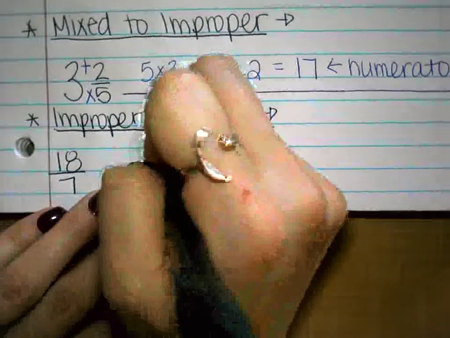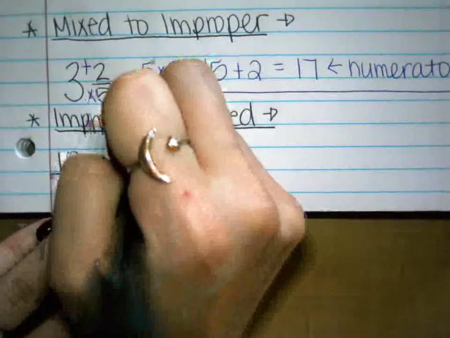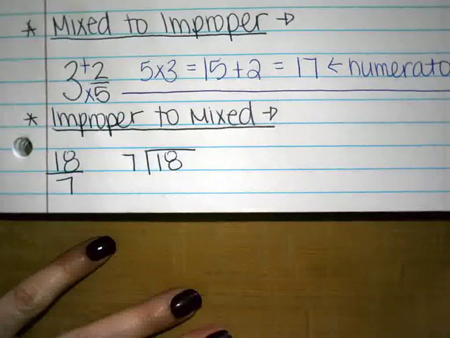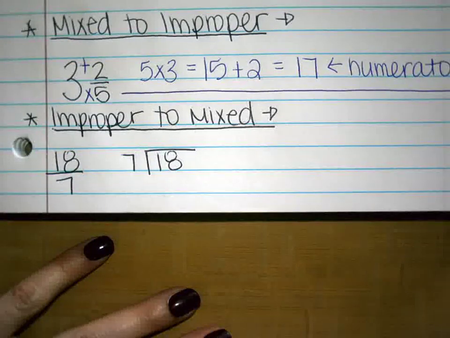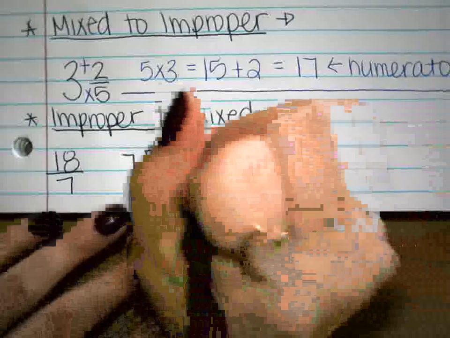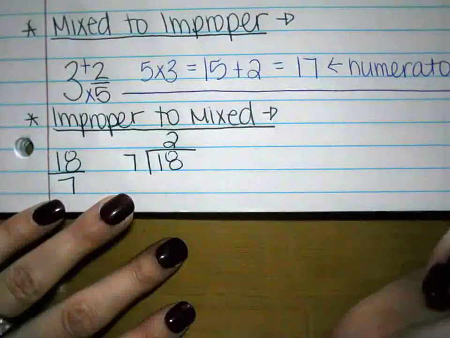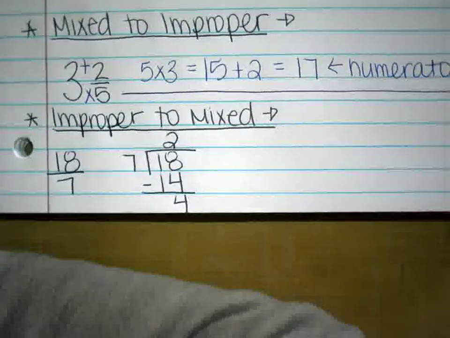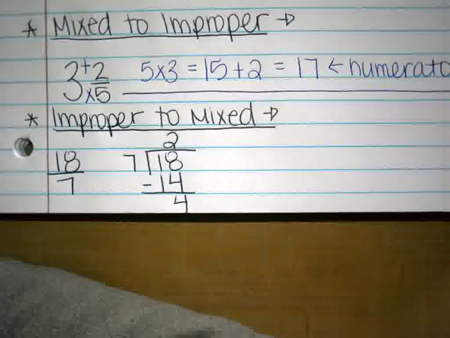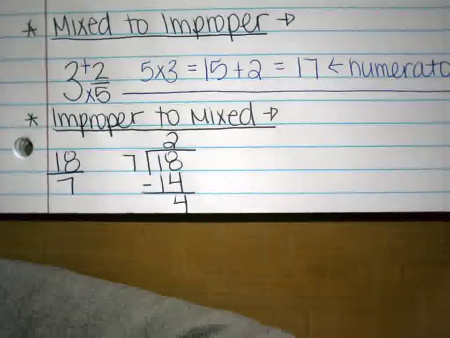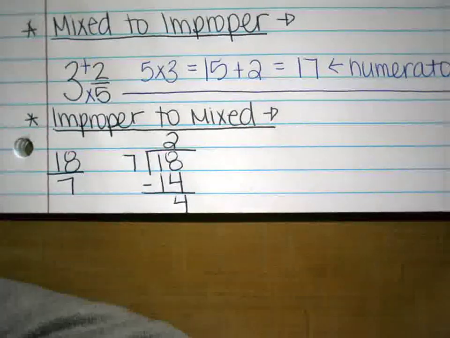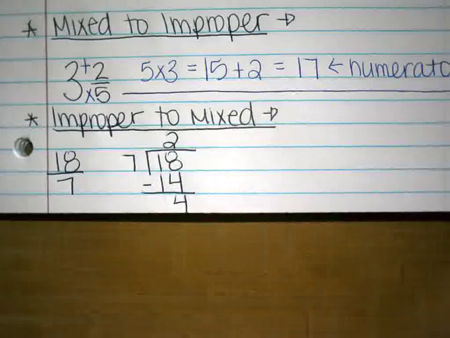18. So we're going to put 18 in the house. 7 goes outside. Because that's how we always divide fractions, right guys? Top dog always goes in the house. 7 goes into 18 how many times? 2. What's 2 times 7? 14. 18 minus 14. 4. Okay, so do I have to keep going like we did with decimals? No, I get to stop. You don't have to keep going because we're going to turn this into a fraction now instead of turning it into a decimal.